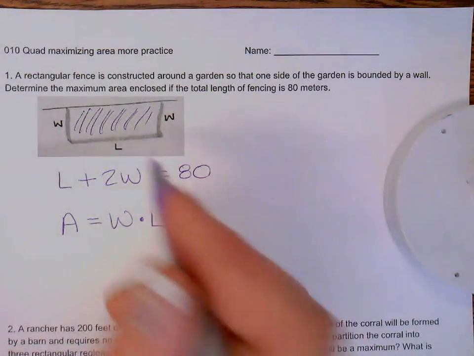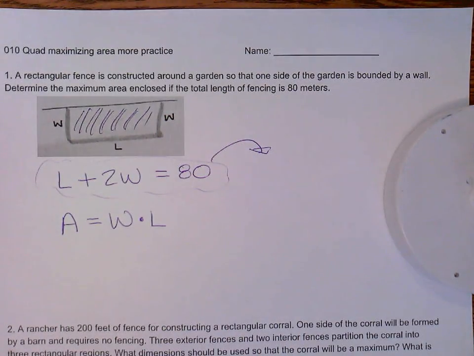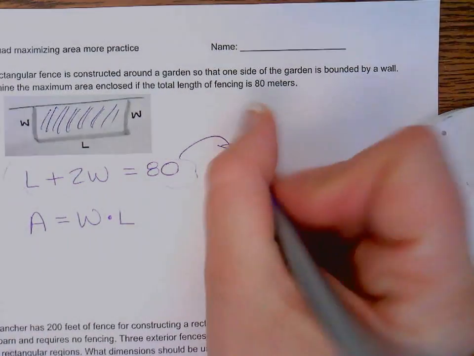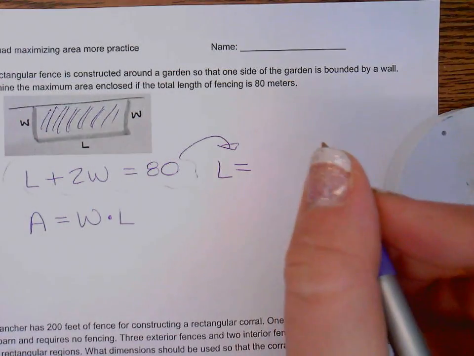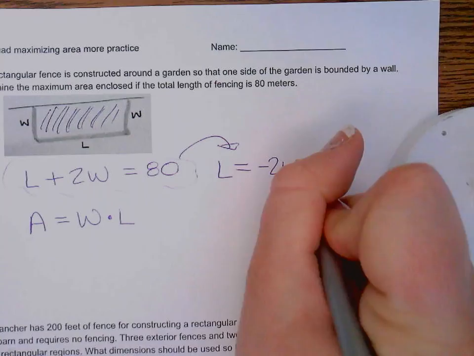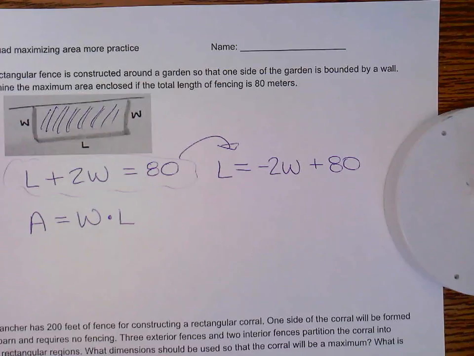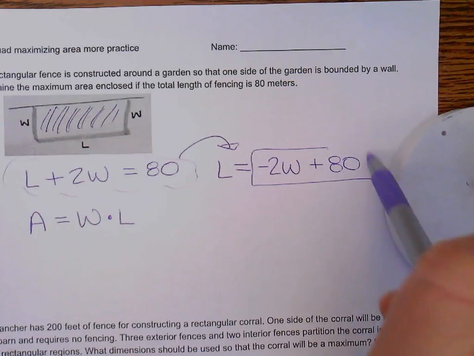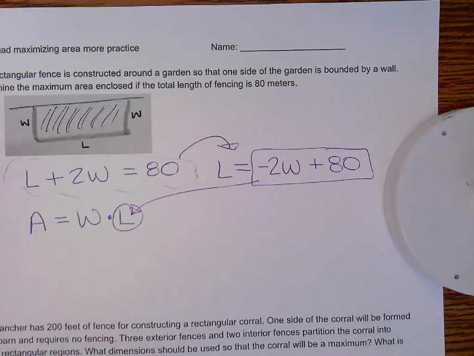So I want to take my perimeter equation and solve it for one of the two variables. Which one is easier to solve for? L. L has to equal negative 2W plus 80, or you could write it as 80 minus 2W. It doesn't matter the order. So that can be substituted into your area equation for L, and then you'll have an equation that just has one variable that you could maximize.